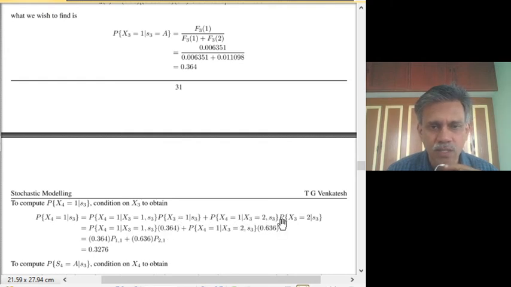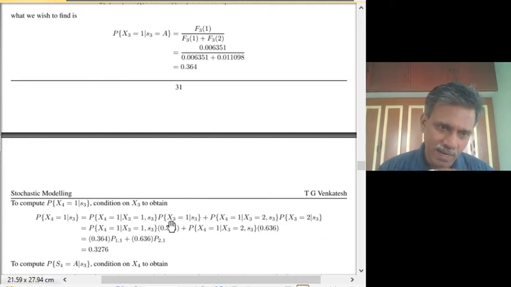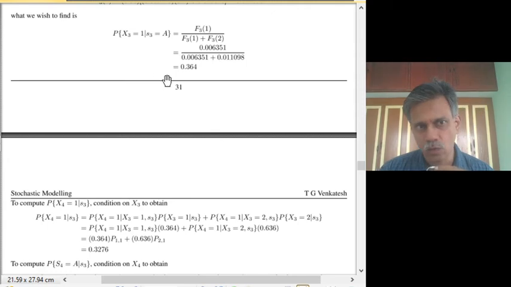And similarly, if you look at this term, x3 equal to 2 given S3, that is simply given by 1 minus 0.364, because by using all the signals that are issued so far, we are predicting whether x3 is equal to 1 or x3 equal to 2. If the probability that x3 equal to 1 is this one, probability that x3 equal to 2 for the same condition on signals has to be 1 minus that, because there are only 2 possible states. So this is true. You can just 1 minus 0.364 with this one.